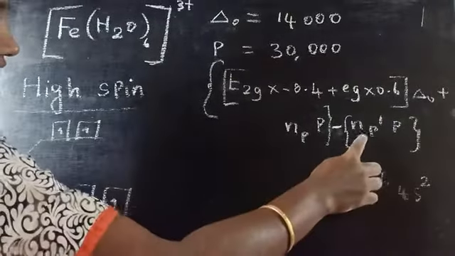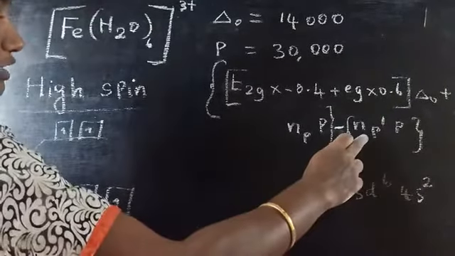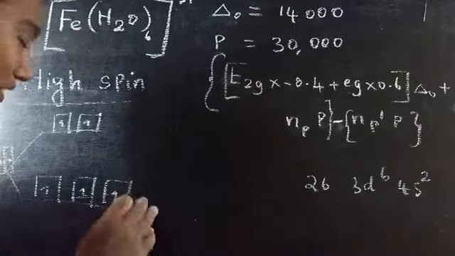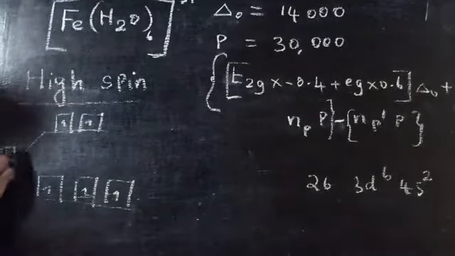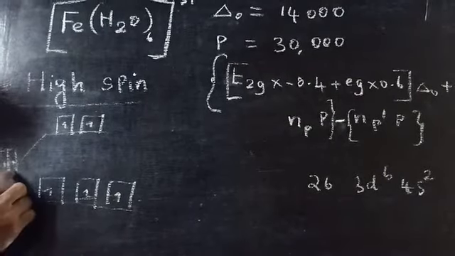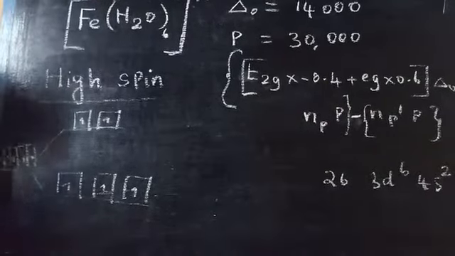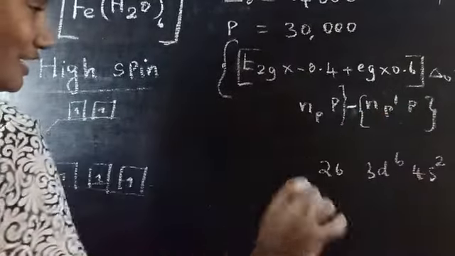Children, this Np prime P is zero. This one is for isotropic. This position alone is denoted as isotropic, the barycenter, the center part. Here there is no pairing, so zero.